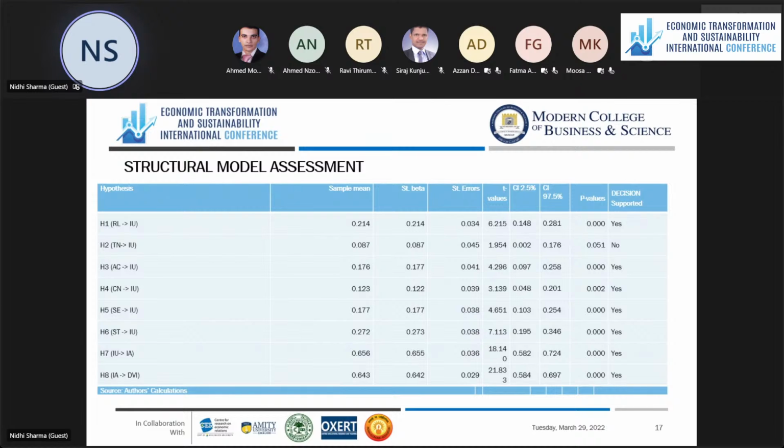Here we can see that relevance, accuracy, comprehensiveness, source expertise and source trustworthiness have a positive and significant influence on information usefulness, but there is no significant relationship between timeliness and information usefulness. Then further, information usefulness has a significant impact on information adoption, and there is a significant impact of information adoption on destination visit intention as well.